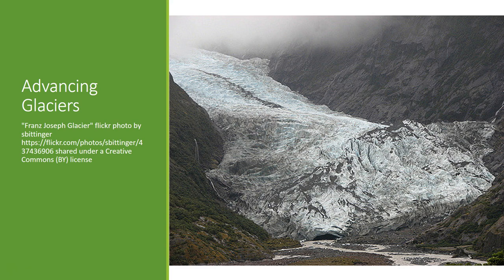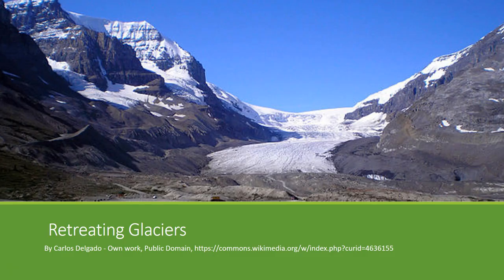Glaciers that have a positive mass balance, that is, accumulation exceeds ablation, are advancing. Advancing glaciers typically have steep vertical fronts, such as that seen in this image of the Franz Josef Glacier in New Zealand's Southern Alps. Most of the world's glaciers are retreating.